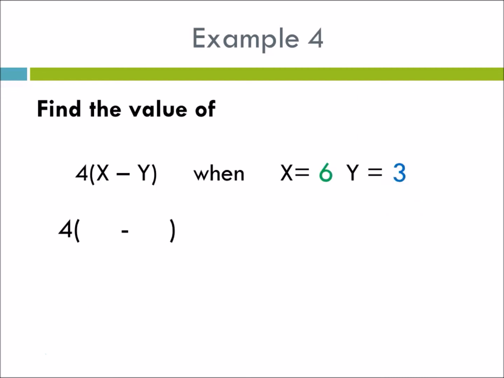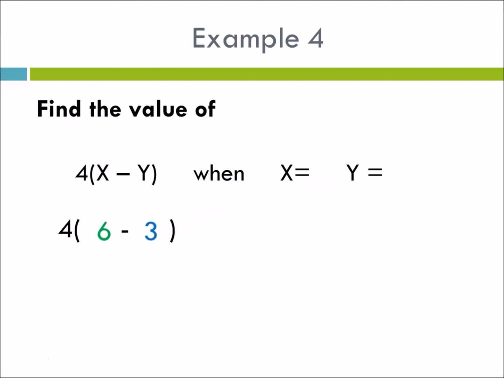Now, last example, example 4. I have 4, parentheses, x minus y, close parentheses. And the value they give us for x is 6. The value they give us for y is equal to 3. So let's go ahead and substitute the x with 6. We're going to substitute the y with 3.